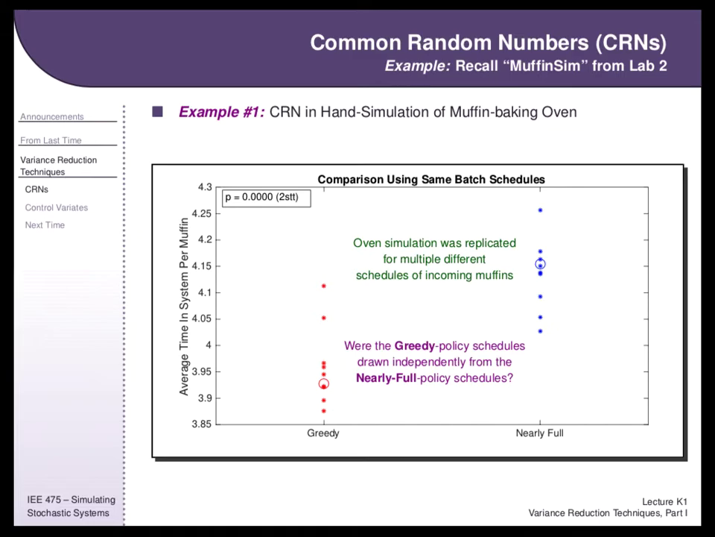Now the thing is, because these batches here are all the same as these batches here, we normally wouldn't portray them this way, because it hides the fact that, I don't know, does this batch correspond to this batch, or does this batch correspond to this batch? And it would make a big difference. If I ran the same muffin schedule in, and the greedy policy came up this way, but nearly full came up this way, then it looks like, oh, maybe things were better in nearly full. But if I flip it around and actually it corresponded to this one, then maybe for this schedule, nearly full is doing worse.